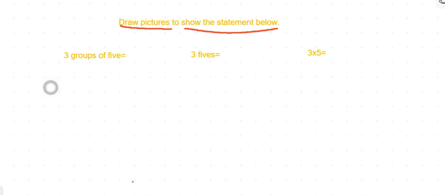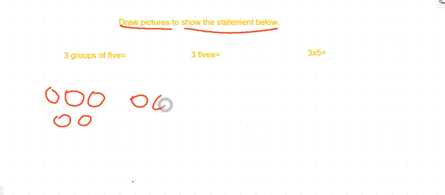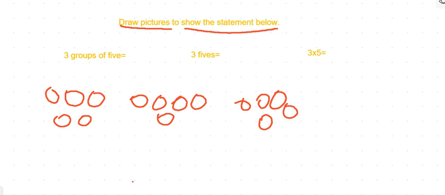So, one, two, three, four, five. One, two, three, four, five. One, two, three, four, five. So it said we need three groups with five in each. So three groups of five. That's it. One, two, three groups of five.